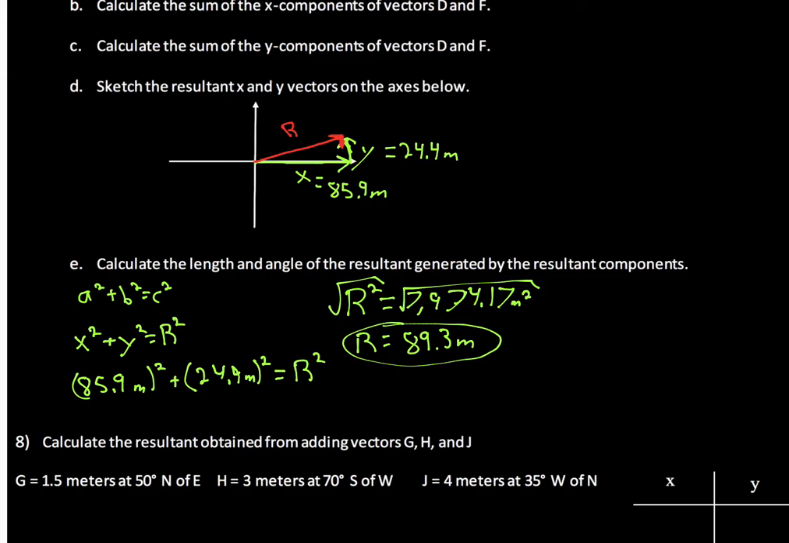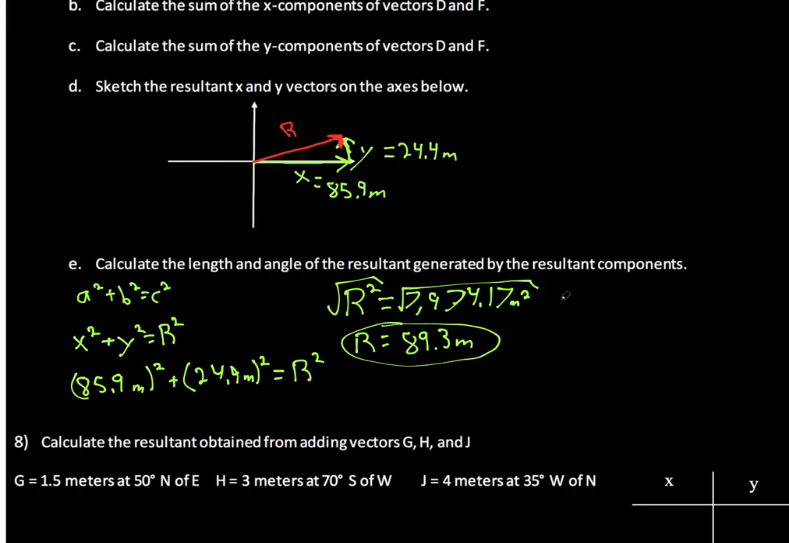But vectors need both direction and magnitude, right? So I want to figure out the angle between the x-axis and my resultant, this angle right here that we'll call theta. So again, thinking about SOH CAH TOA, I don't have a hypotenuse, but I'm looking for the angle of the hypotenuse.